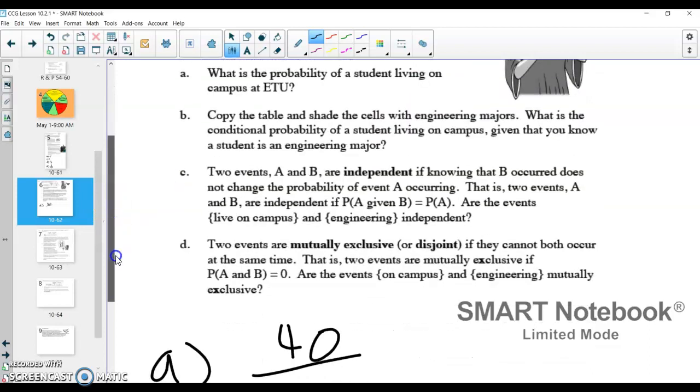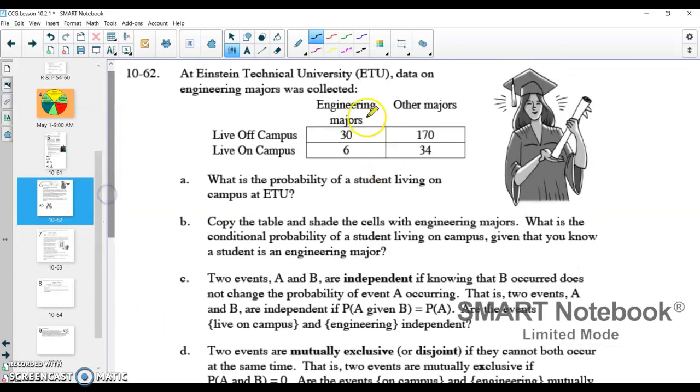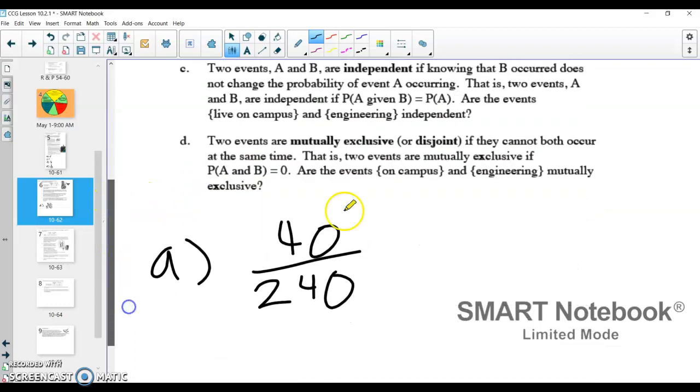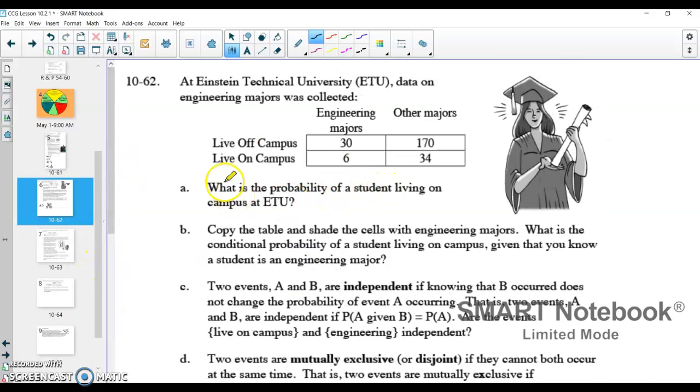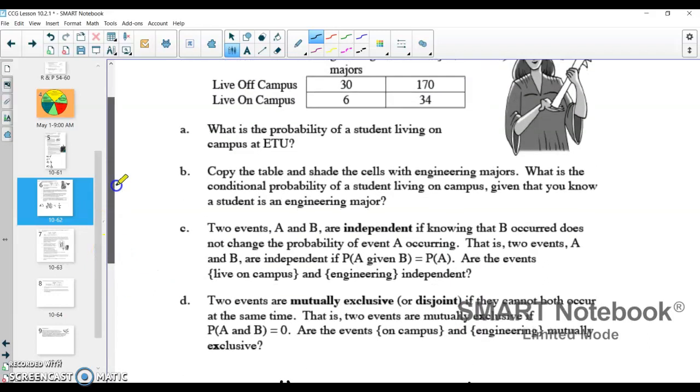And if you add up everybody, there are 240 people total on campus, off campus, engineering majors, other majors. Total people, 240. And 40 of those 240 live on campus. And so we've answered our question of what the probability is that a student lives on campus. It is 40 over 240, or if you reduce it down, that's 1/6 of the total students live on campus at ETU.